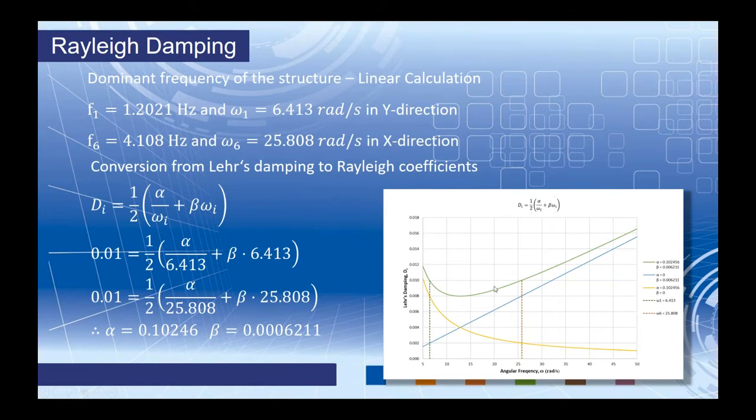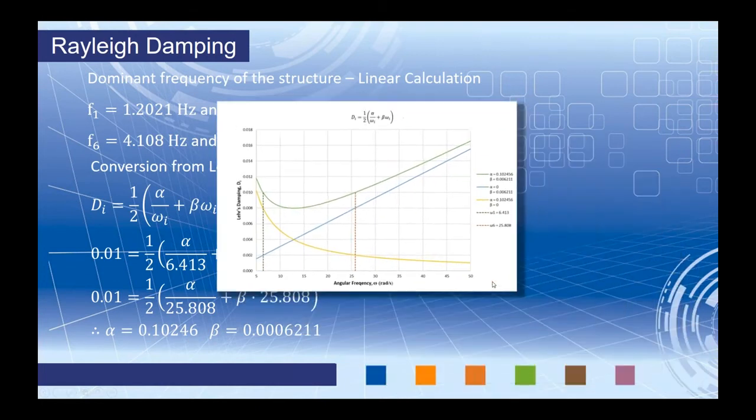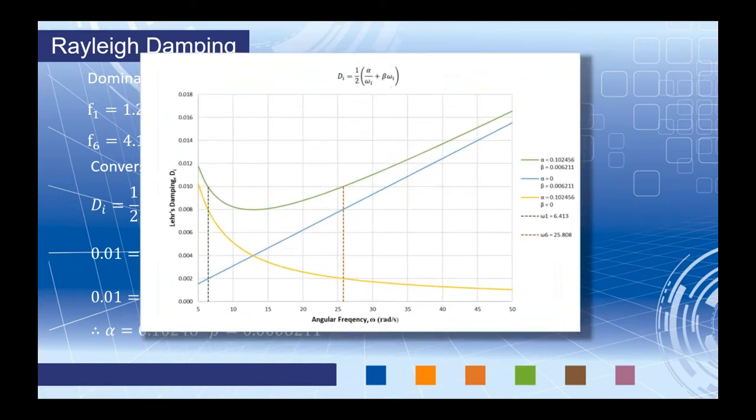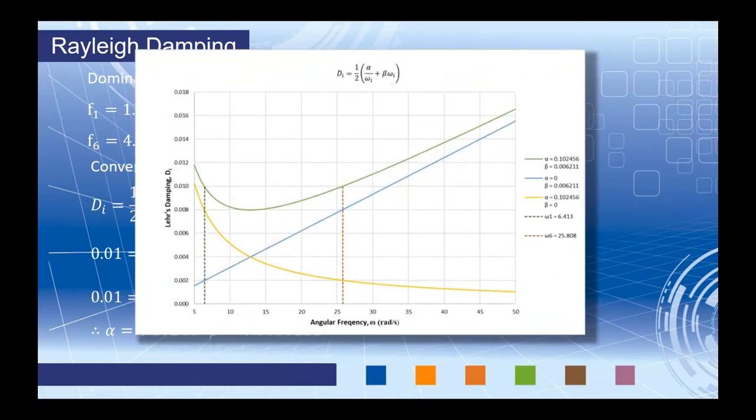Now, I do want to point out this graph here in a little bit more detail because I find it somewhat interesting. This graph is actually what you'll find in a lot of literature that goes into detail about dynamic analysis and damping considerations. And this is our Rayleigh damping plotted for our structure today. Lehr's damping is on the vertical axis. On the horizontal axis, we have the angular frequency. Now, the green line here is Rayleigh damping. It's this actual formula plotted out here with my alpha and beta values that I solved for today.